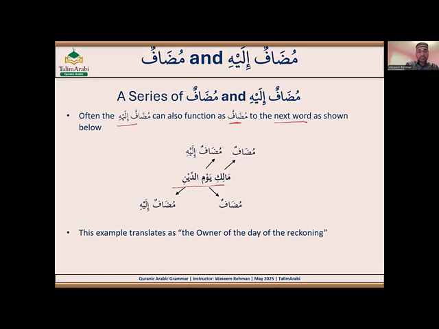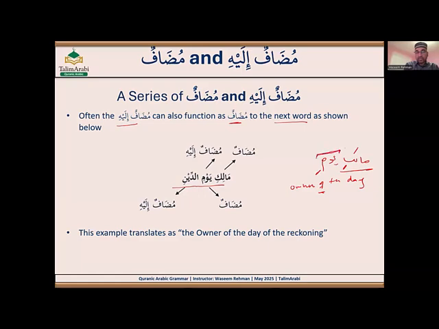Let's say I say maliki yaumi. What does maliki yaumi mean? Maliki yaumi: owner of the day. And why am I putting a kasra? Because this is light, right? There is a kasra, it's light, there is no al, and yaumi also has a kasra. So this is in jar status.